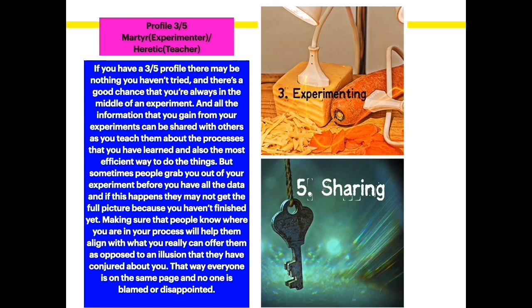The thing about somebody with a 3-5 profile as well is that there could be this idea that there's always something better on the other side of the experiment. So this can be the energy of jumping in and jumping out of relationships. It could be the energy of experimenting with relationships, experimenting with jobs. So there could be a lot of changes in jobs. There could be a lot of changes in relationships. There could be a lot of changes in friend groups.